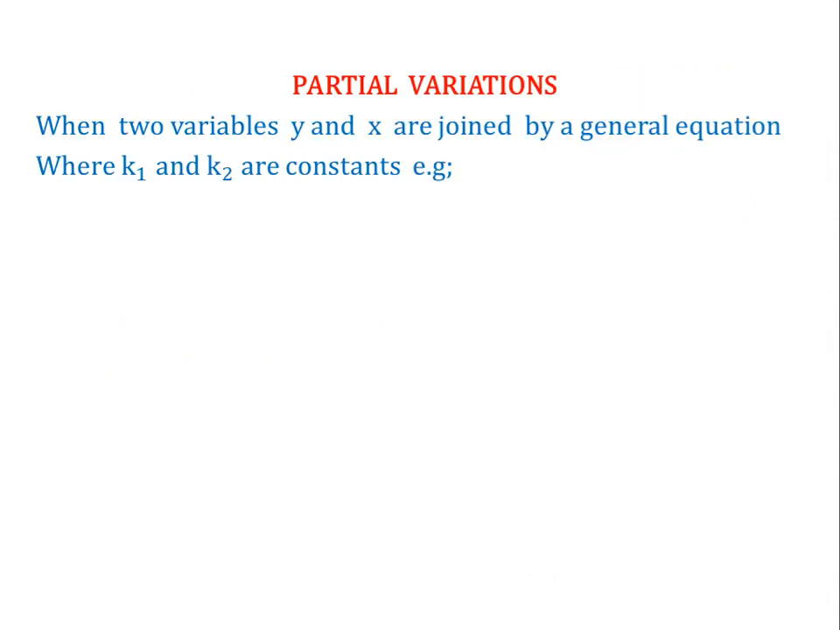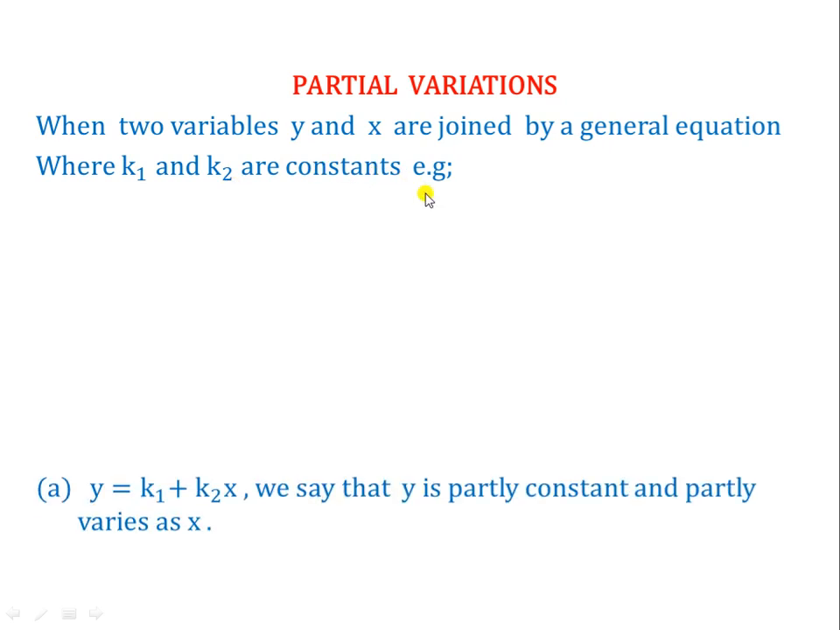Now in our introduction, we are going to begin with the most important statements that are always used in problems that involve partial variations. For example, let's look at a situation where two variables y and x are joined by a general equation, where k1 and k2 are constants. Let's look at a few examples of this.